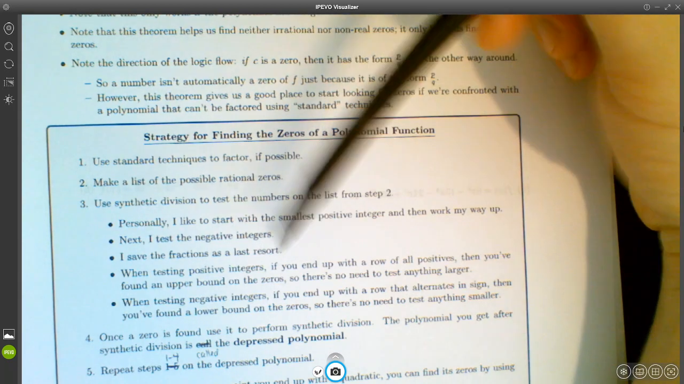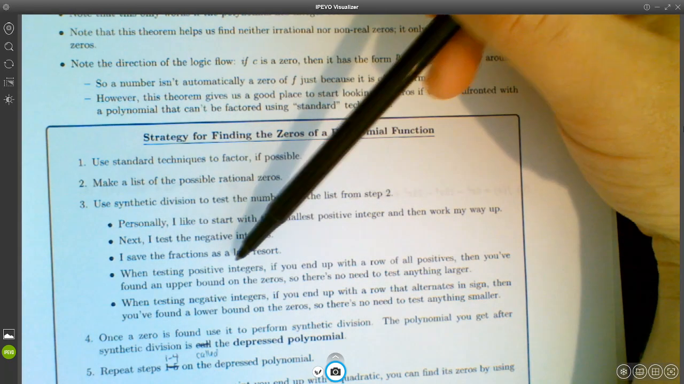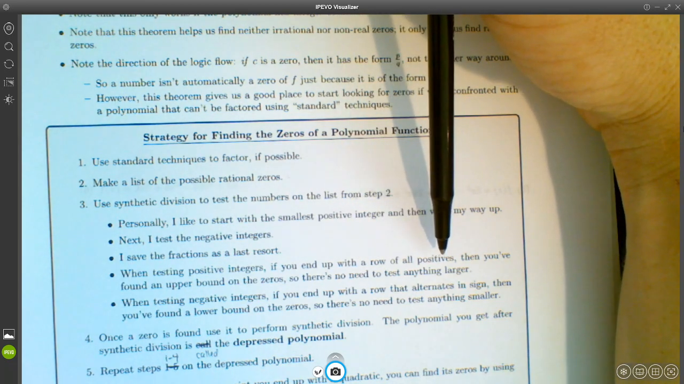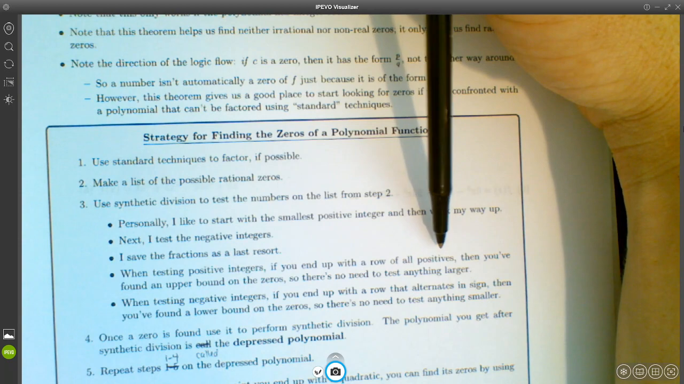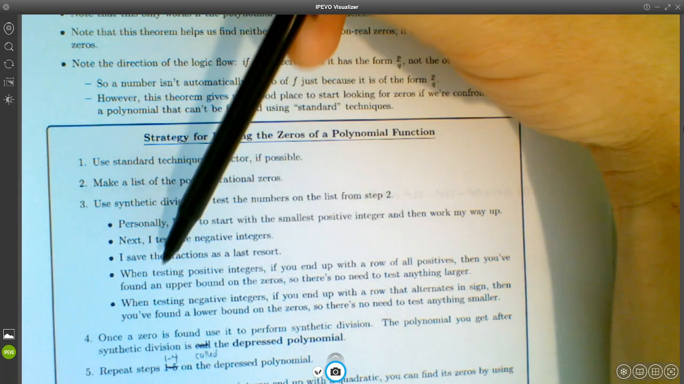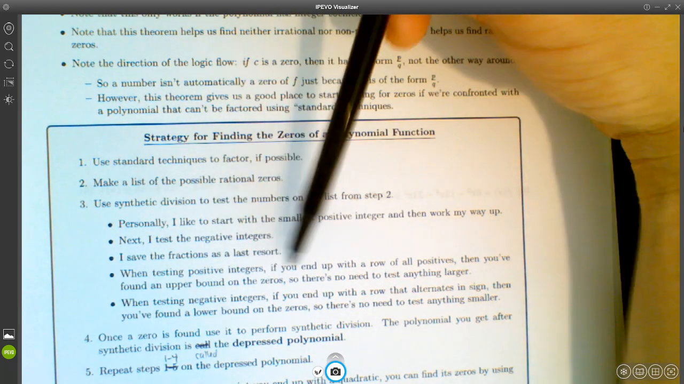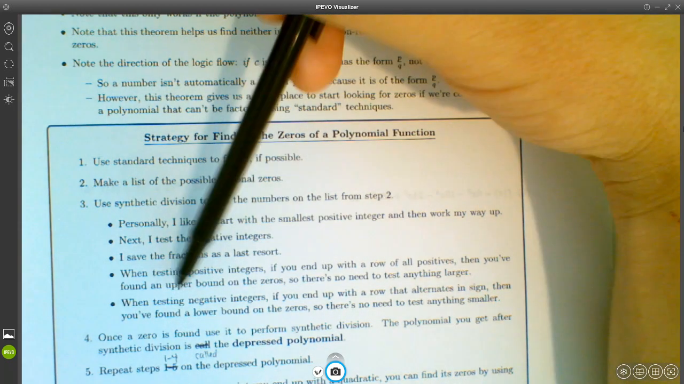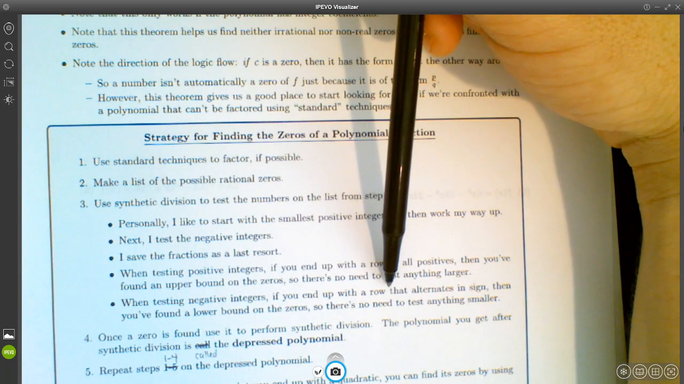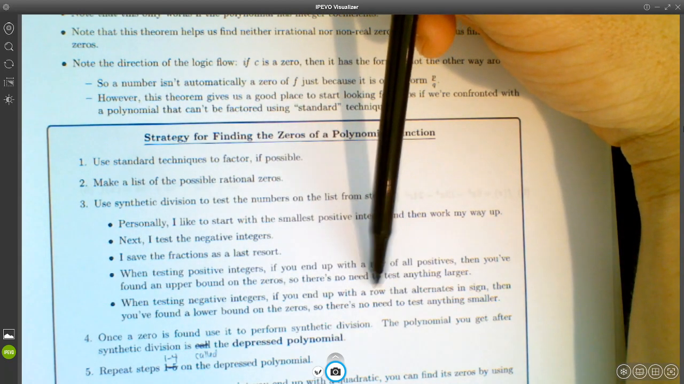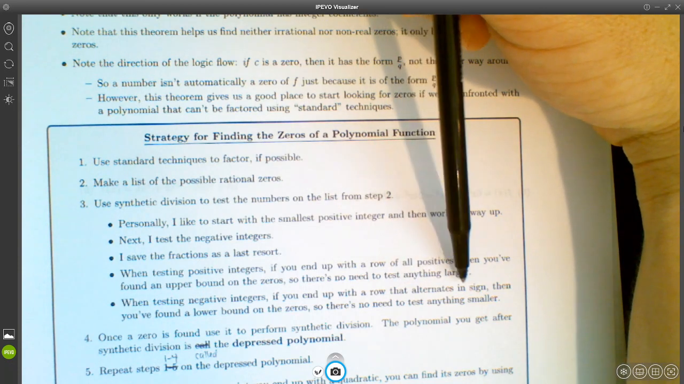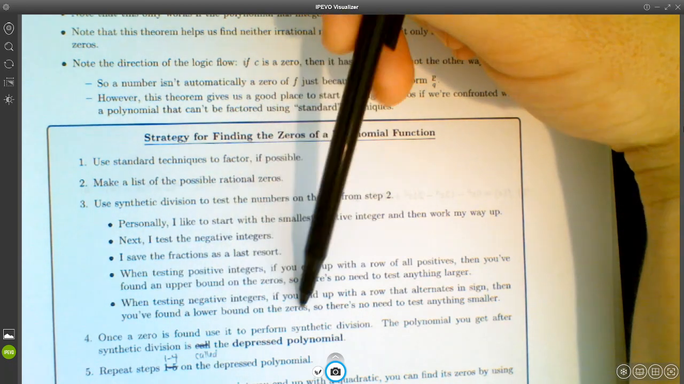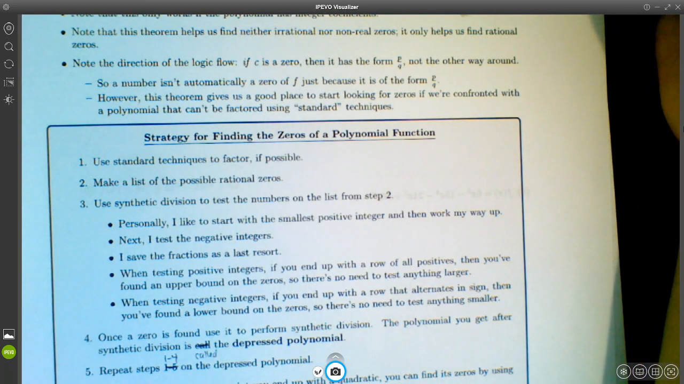Okay. Now, when I'm testing the positive integers, if you end up with a row of all positives in your synthetic division, okay, if that last row in your synthetic division is all positive numbers, then that means you found an upper bound on the zeros, so there's no need to test anything larger than that. When you're testing the negative integers, if that last row in your synthetic division is a row of numbers that alternate in sign, positive, negative, then you found a lower bound on the zeros, and so there's no need to test anything smaller. Okay?